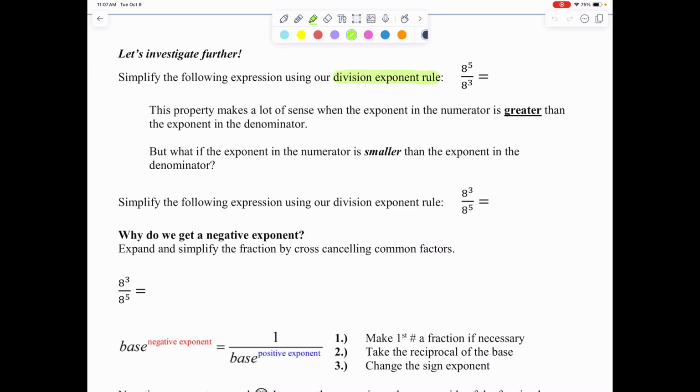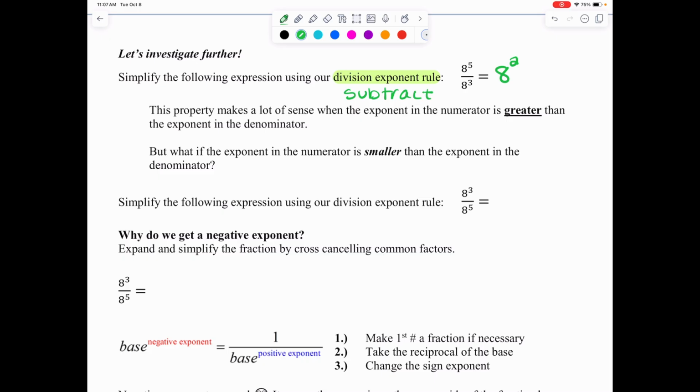We're going to use an old rule. For division, we know that we should be subtracting our exponents and keeping our base. So we are going to keep the base of 8 here and subtract our exponents. 5 minus 3 is 2, 8 squared. And for this purpose, I'm just going to leave these in exponential notation. So this property makes a lot of sense, this property of the division exponent rule, as long as the exponent in the numerator is greater than the exponent in the denominator.